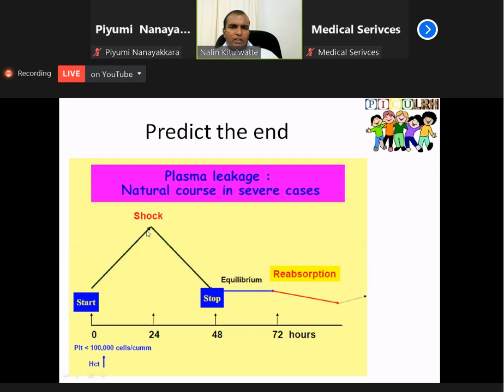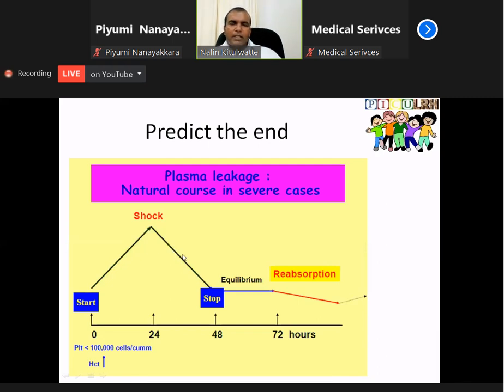The maximum leak is around 24 hours. Up to that point, the leak is increasing. Then the leak will go down gradually, and the leak will stop by 48 hours. We call this the ascending limb, and we call this part the descending limb. This is the maximum leak. So you have the starting leak, the ascending limb, and the maximum leak around 24 hours, where the patient can develop shock. Then we have the descending limb. Gradually the leak will go down and stop by 48 hours. This is the natural history of the disease.